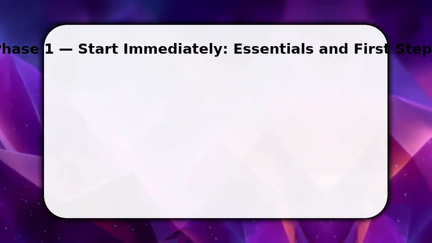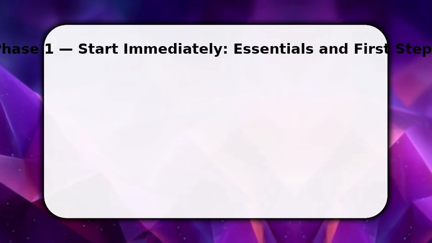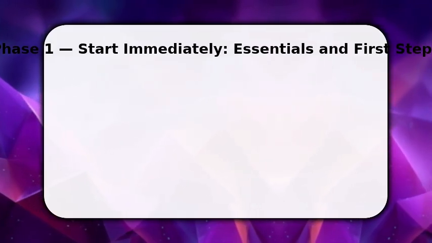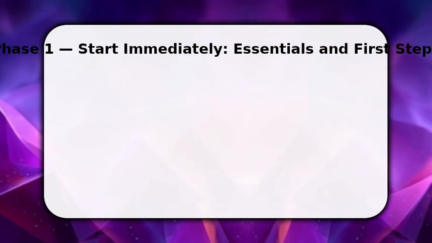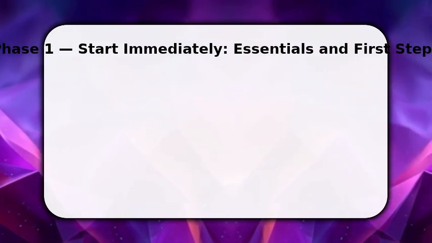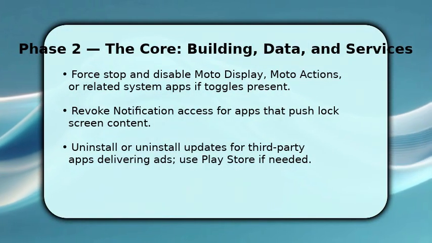After that, go to Settings, then Apps, and note Motorola branded and recent third-party apps that might inject ads. Identify candidates for disabling or uninstalling so you can remove the ad source. Once done with initial checks, you move into deeper steps to cut ad pathways.